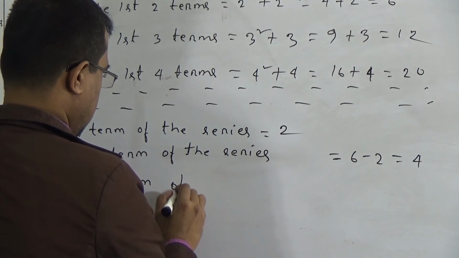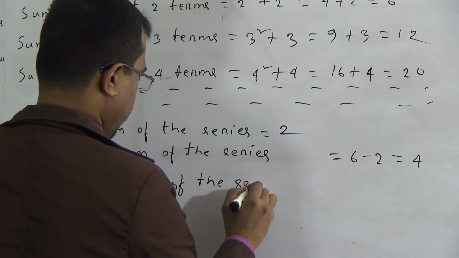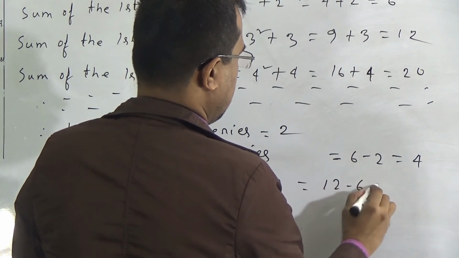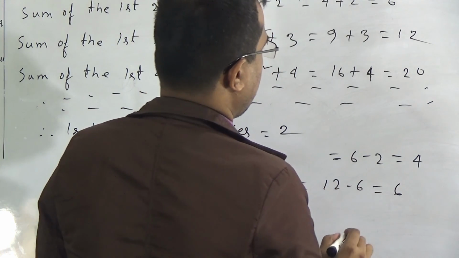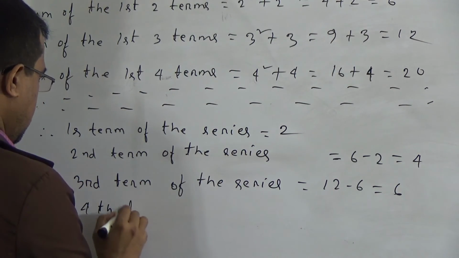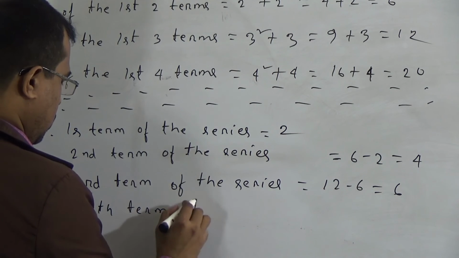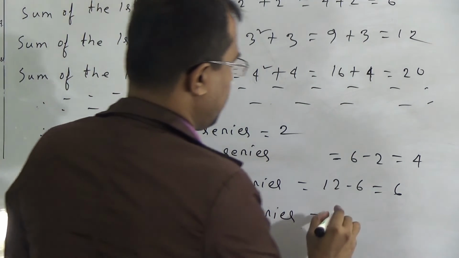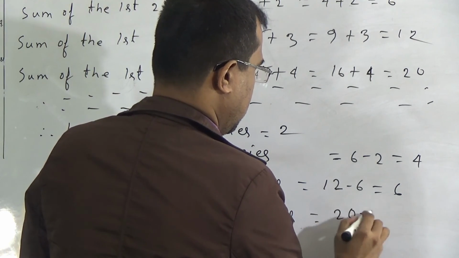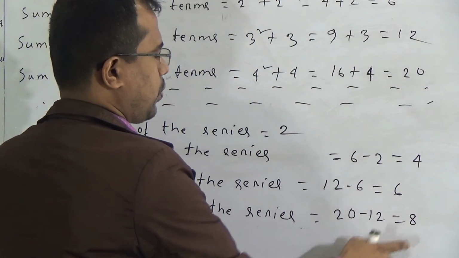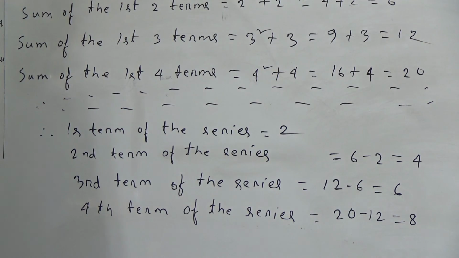Third term of the series equal to 12 minus 6 equal to 6. Fourth term of the series equal to 20 minus 12 equal to 8. Okay, the first term is 2, second term 4, third term 6 and fourth term 8, so we can write the required series will be 2 plus 4 plus 6 plus 8 plus dot dot dot.